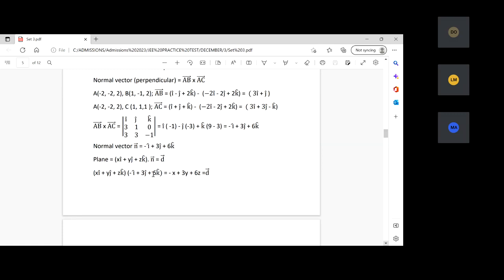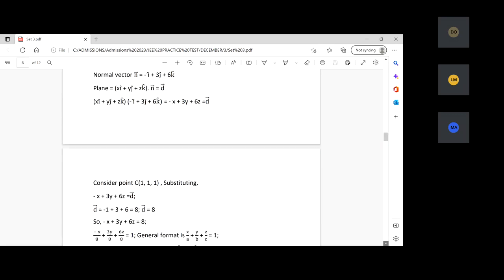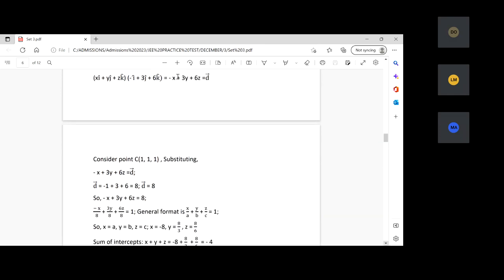So what will this be? This will be minus x plus 3y plus 6z, and this is equal to d. Now we are going to consider the point that we have, that is C, which is 1, 1, 1. Once you substitute this value here, it will be minus 1 plus 3 plus 6, which is equal to d. So what's the value? It's 9 minus 1, which is 8.